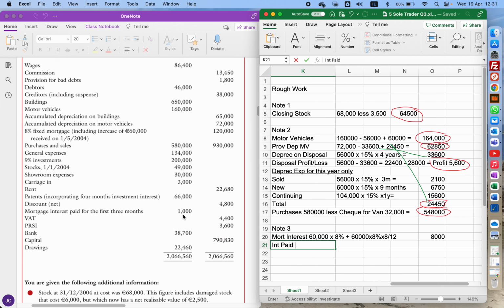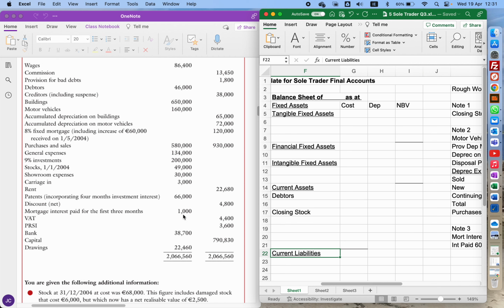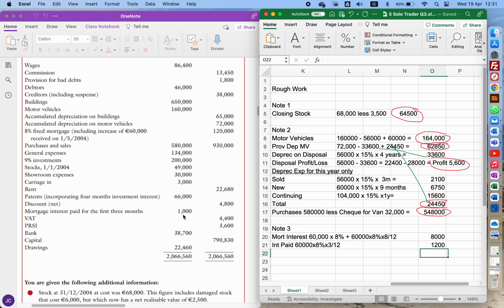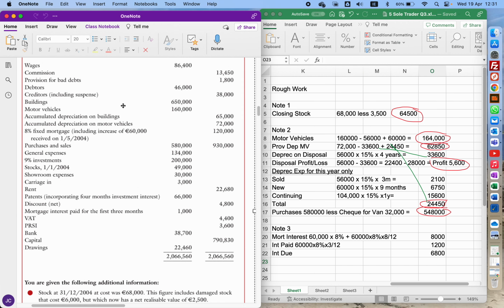For the first 3 months, I only had the old mortgage, so it'll be 60 grand times 8% times 3 months. So 60 times 0.08 times 3 over 12. So 1,200 is the amount paid. That means the interest due is going to be the difference between the two of those. Where do I put the interest due? Current liability, spot on.